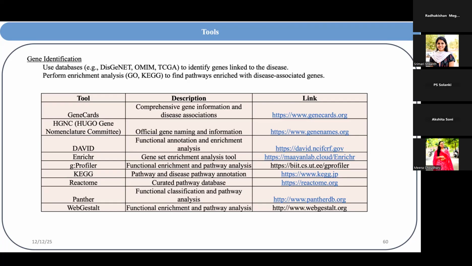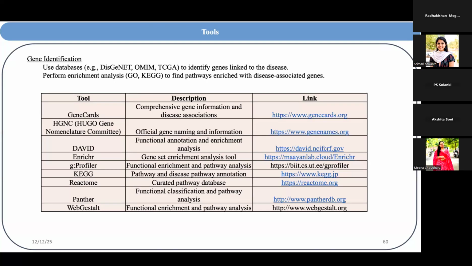So in case of enrichment analysis, what is meant by enrichment analysis is, once we have a list of genes, instead of one gene, we want to know which pathways are involved in it. So that's where the enrichment concept comes. So we use tools like DAVID, Enrichr, g:Profiler, and PANTHER to find the pathways that are enriched with our disease associated genes. These tools help us to connect the dots, showing us the biological processes and pathways most affected in diseases.